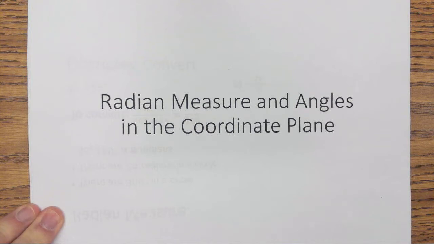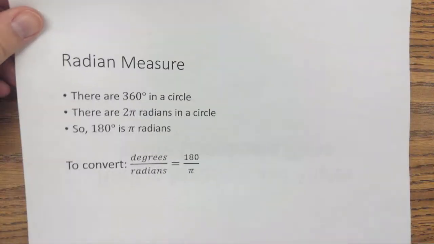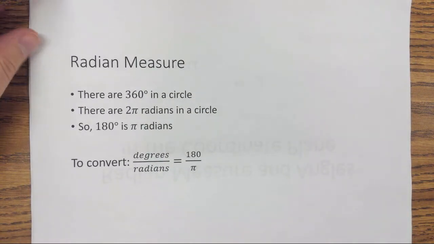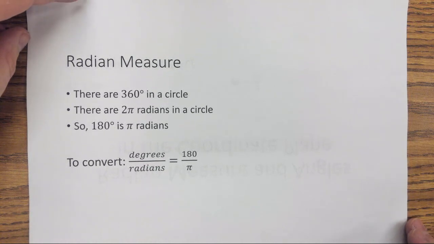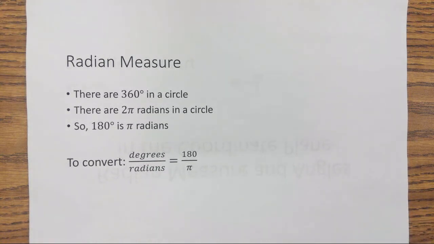We're used to talking about angles in degrees. Today we're going to learn how to talk about them with radians instead, which is essentially the same as a degree. It's just a different unit, a radian instead of a degree. So we know a few things. The first thing we know is that there are 360 degrees in a circle. Everybody knows that.